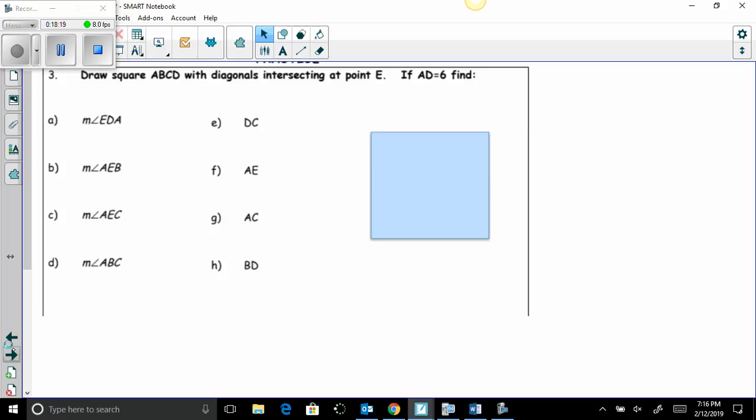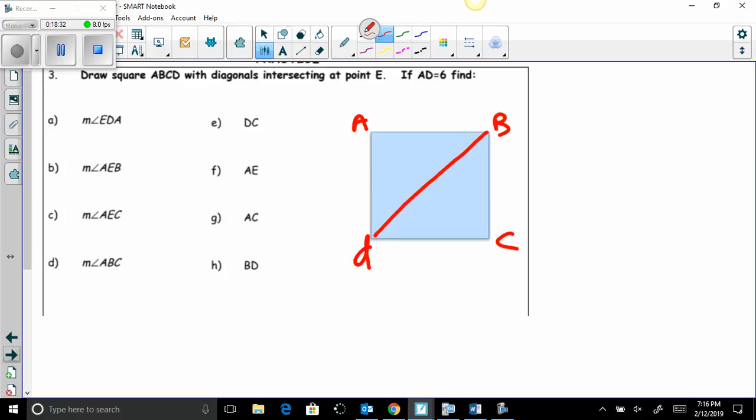So let's go on and see how we can solve the next problem knowing all those properties of a square. So go ahead and draw your square, A, B, C, D, with diagonals intersecting at point E. So I'm going to go ahead and draw the diagonals, which intersect at point E. Do not forget, you have 90-degree angles here.